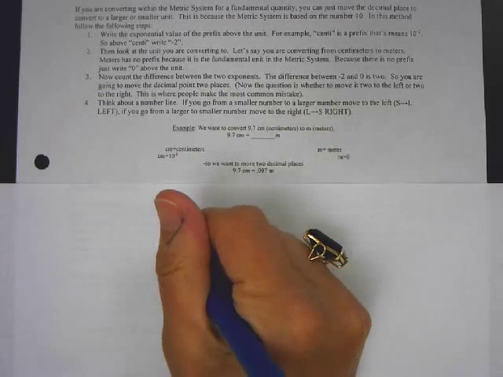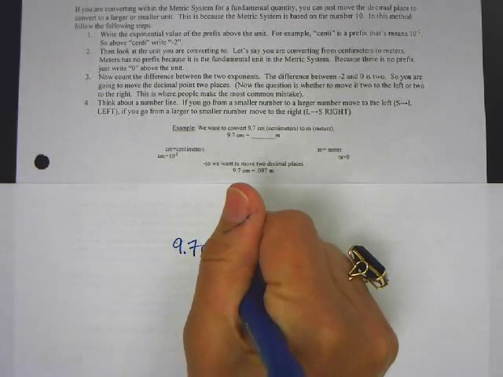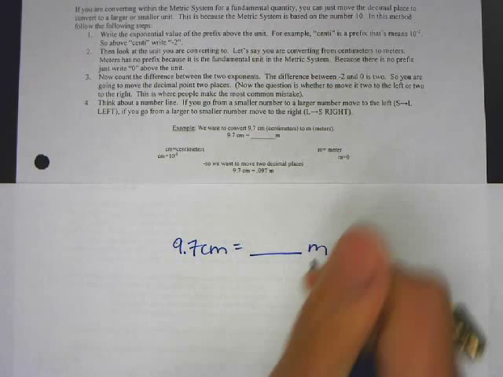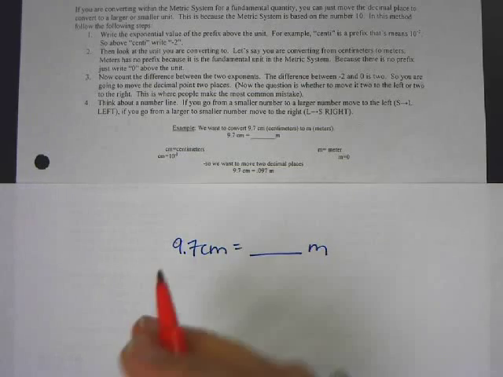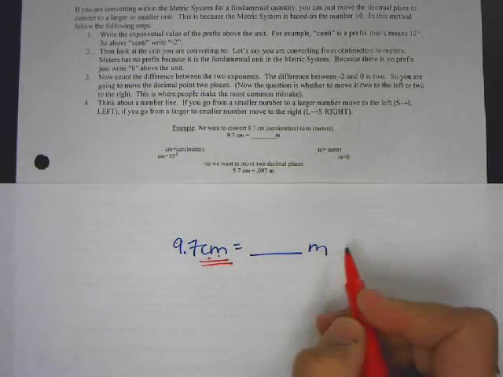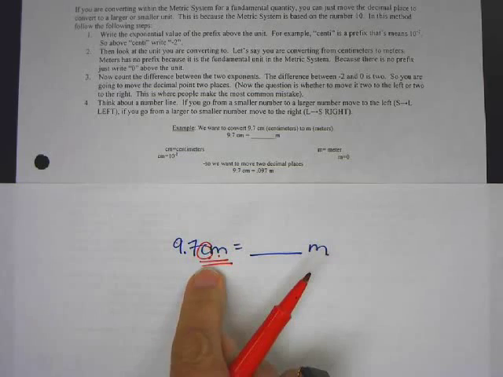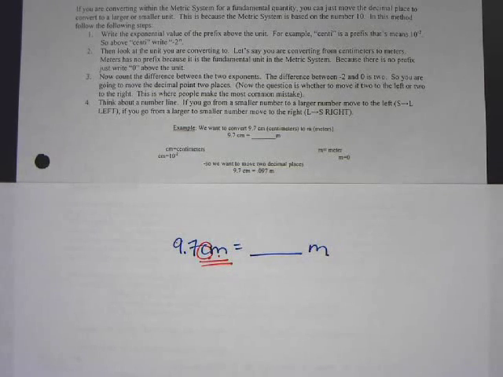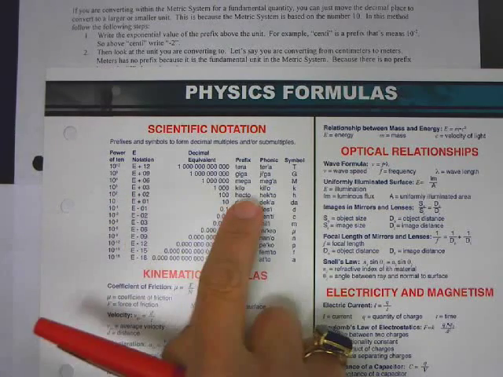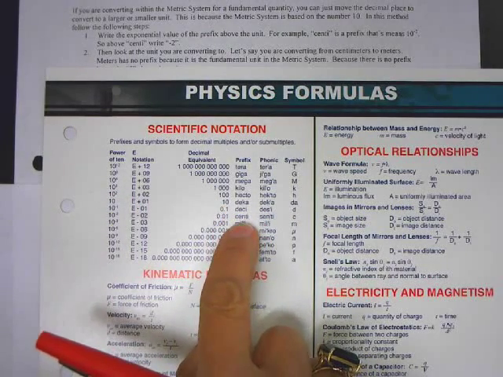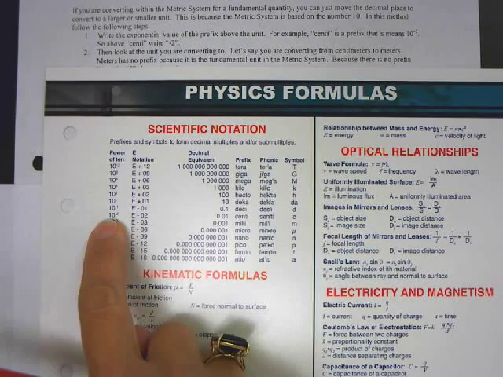Okay, so I have 9.7 centimeters, and I want to know how many meters there are. So the way you do this is what you do first is you look at each unit. So this is centimeter and this is a meter. So I look at the prefix. This prefix, centi, means 10 to the negative 2. So I look at the scientific notation on my physics formula sheet, and centi means 10 to the negative 2 power.